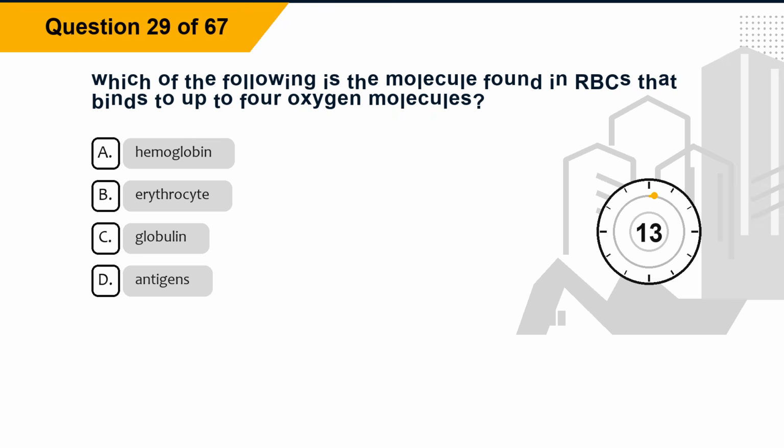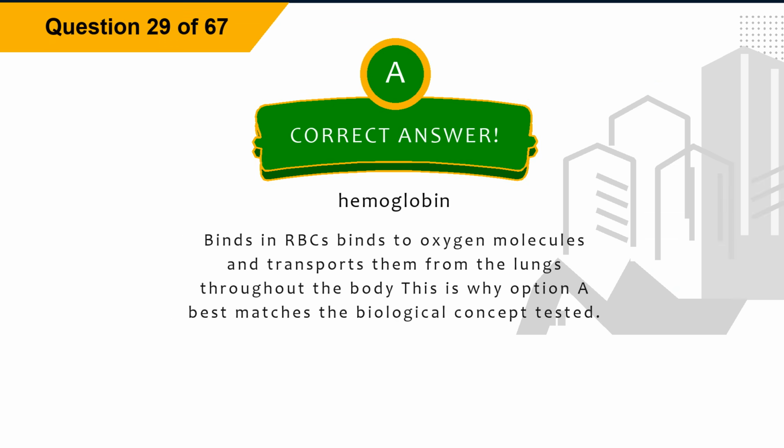Question 29. Which of the following is the molecule found in RBCs that binds to up to 4 oxygen molecules? Option A, hemoglobin. Option B, erythrocyte. Option C, globulin. Option D, antigens. The correct answer is option A, hemoglobin. Explanation. Hemoglobin in RBCs binds to oxygen molecules and transports them from the lungs throughout the body. This is why option A best matches the biological concept tested.